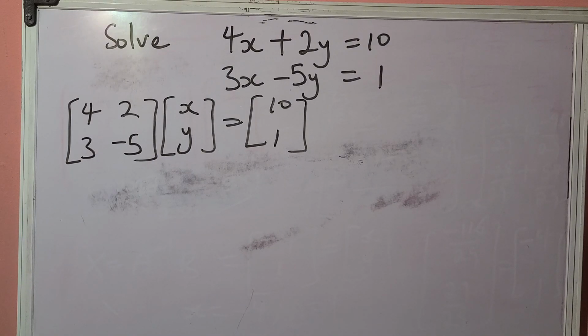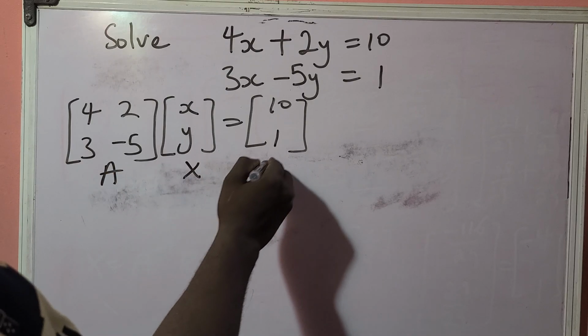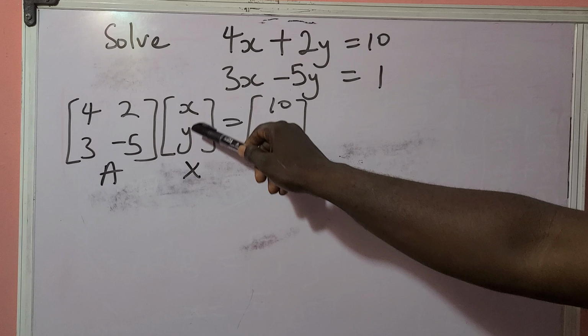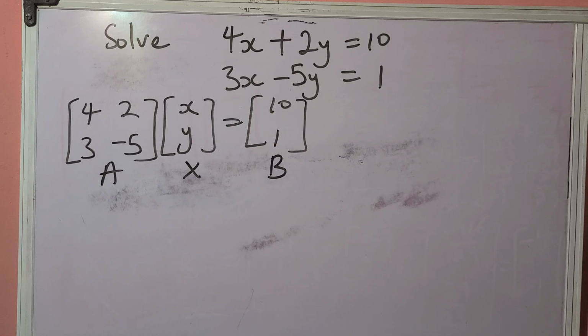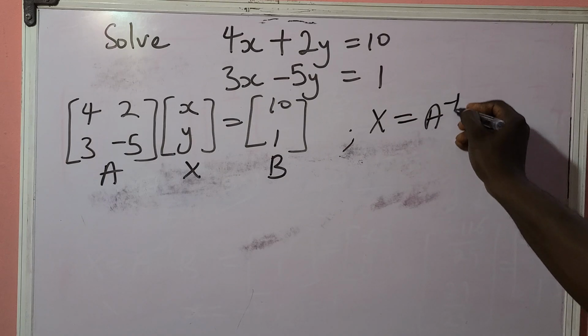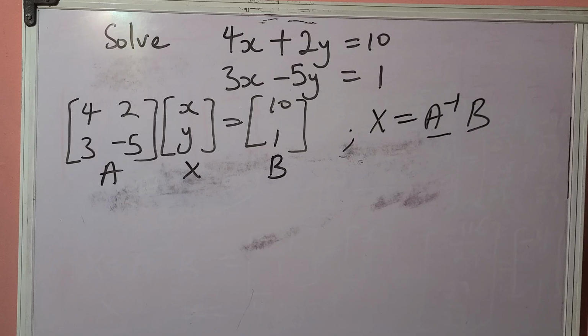So what you have to do is to label your matrix. I'll call this matrix A, I'll call this matrix X, I'll call this matrix B. And don't forget that I told you already that our matrix of interest is matrix X, because that's where the solution of this equation is going to come out from. So our X is equal to A inverse times B.